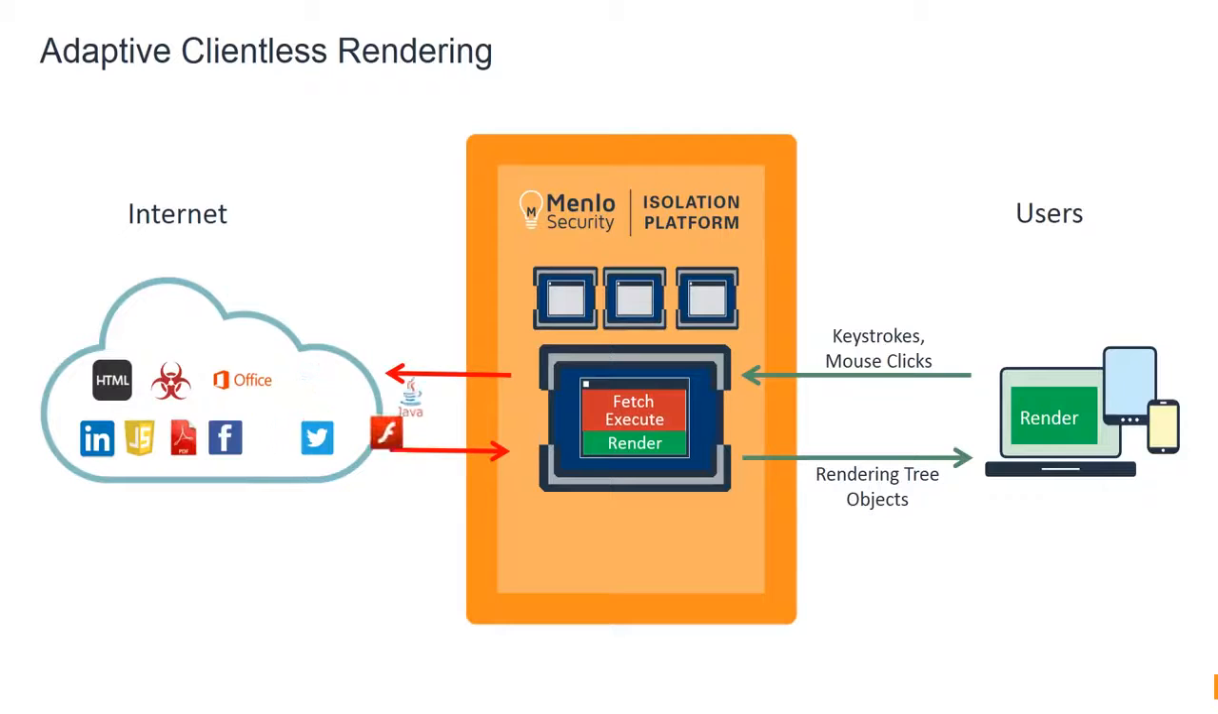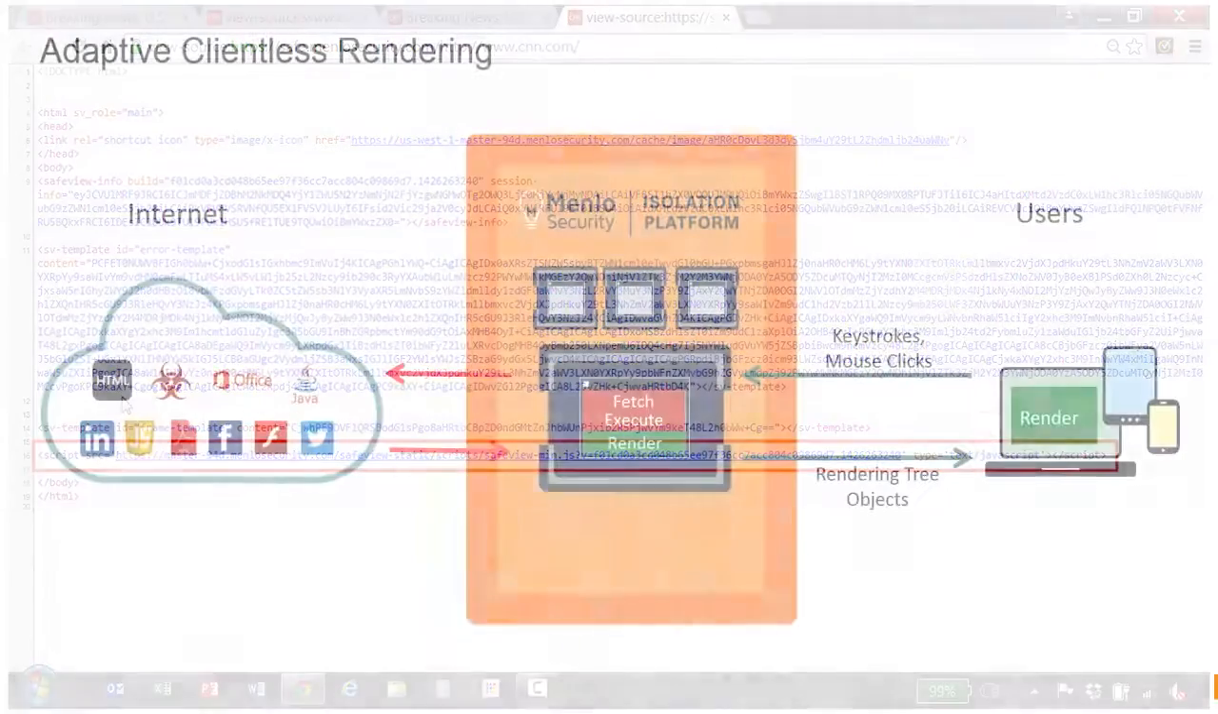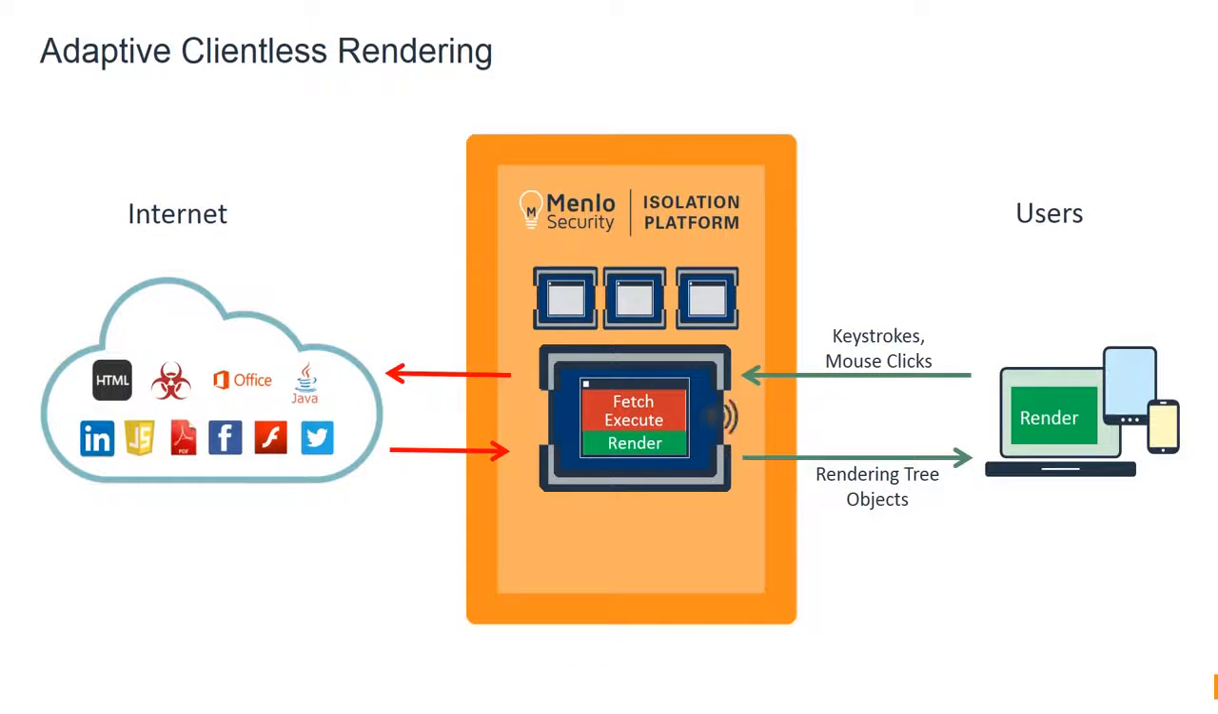Active content like Java and Flash are also executed in the container and encoded into passive rendering information, so no active content or malware ever reaches your device. Another cool thing about ACR is that it works without any client software or plugins. Remember the single line of JavaScript we saw when we looked at the source code for CNN.com using the platform? That script establishes and maintains a secure channel for ACR to do its work. It means you can roll out the Menlo Security platform to all of your users without installing any endpoint software.